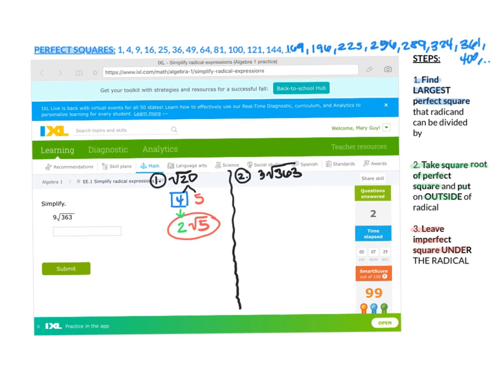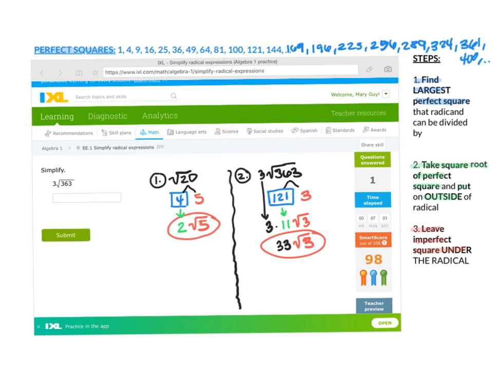So we have 3 and 11. So we're multiplying them. And then this 3 is still in the house, so it doesn't get to come out. So we have 33. So my answer is 33 square root 3. And then I'll press my square root button and I press 3. Enter. Okay, so those are the two types of problems that you'll see on this IXL. Whether the numbers are big or small, you still do it the same way by following these 3 steps.